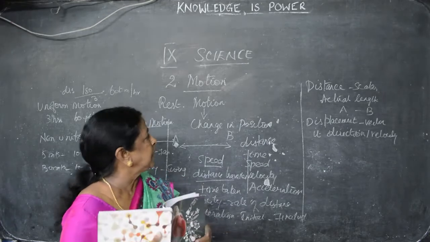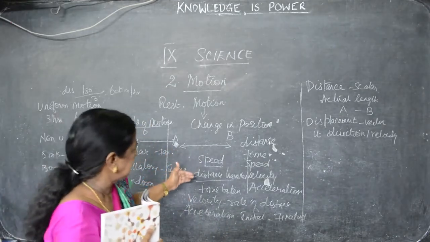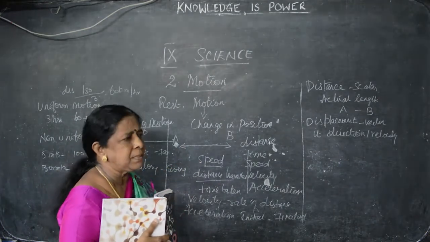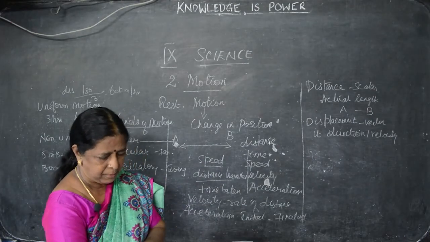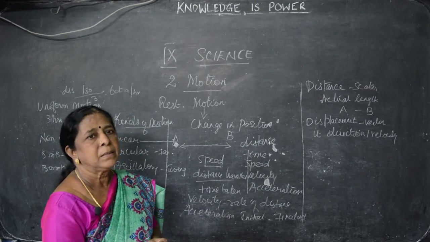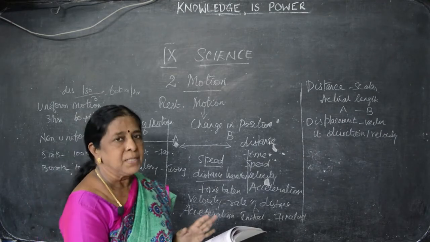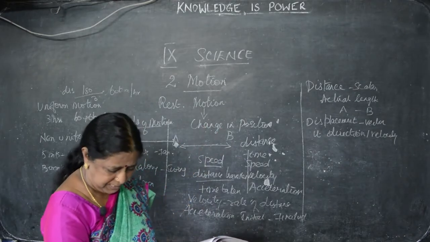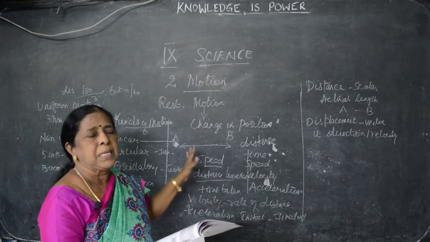Acceleration. So what are the three quantities of speed? Distance, speed, velocity, acceleration, all based on the same thing. There are three equations based on the distance. We will see them. You can draw the time graph also.